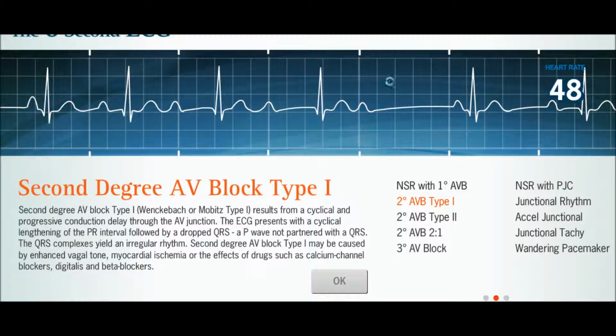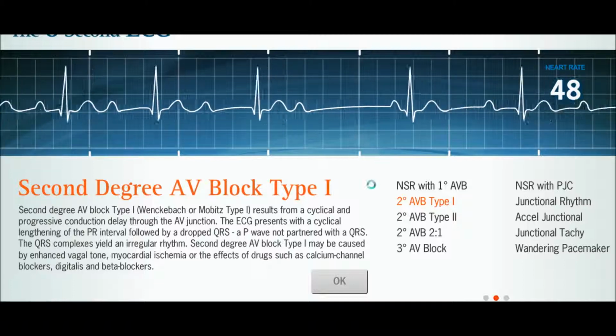Because what's happening here is, again, you're having a delay of electrical conductivity through that AV node, and the delay is so long that you're actually hitting the cells when they're in their refractory phase, so they're not able to conduct an electrical impulse. So you just have an inability of that QRS to even fire. So this is a second degree AV block type 1.